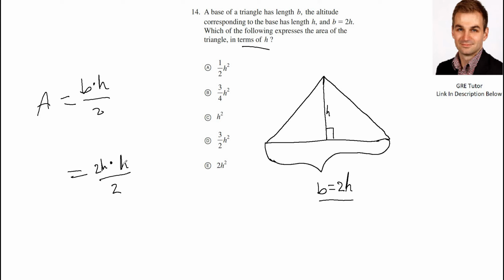Alright, so then you get 2h times h over 2. 2h times h over 2 is equal to 2h squared over 2. 2's cancel. You are looking at h squared as your answer.